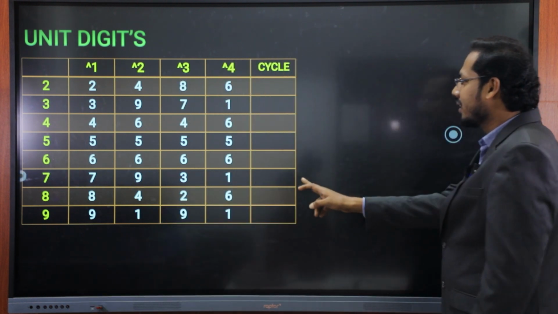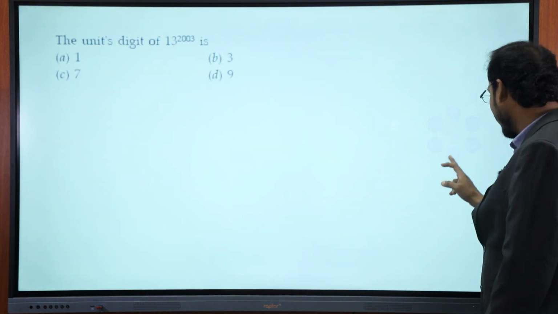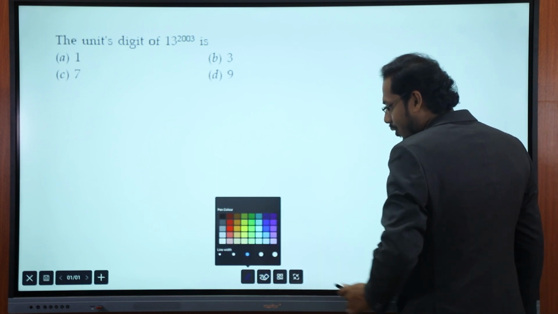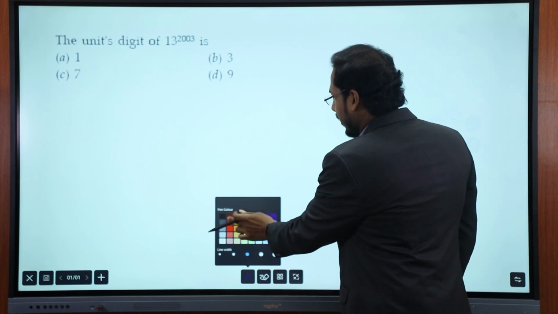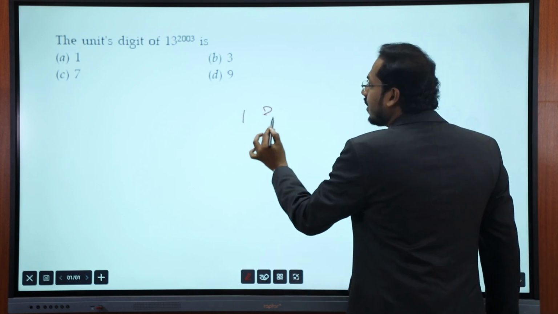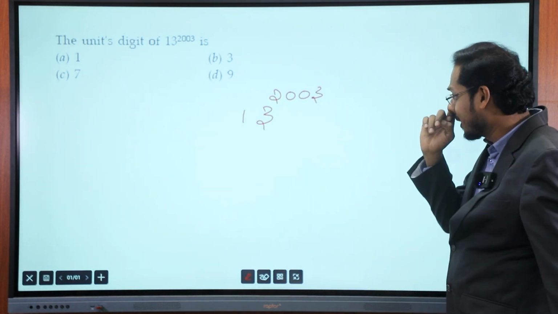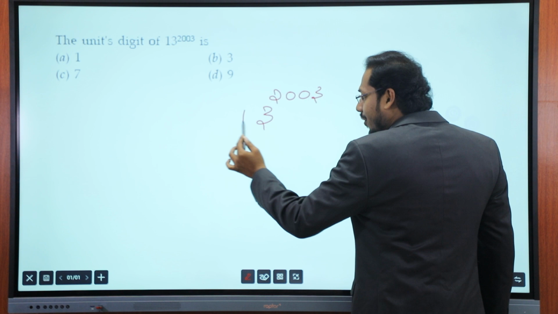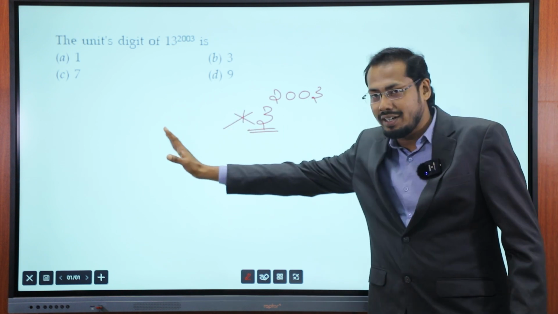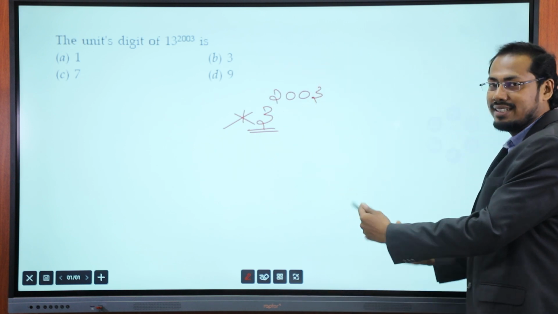Now let me do some problems here, right? Look at this fast. We're going to see some previous year questions as well as some concept-wise questions. The unit digit of 13 power 2003 is what? This is the question. Whatever the numbers before the unit digit, you need not take. Don't consider those numbers. Just take 3 power 2003.